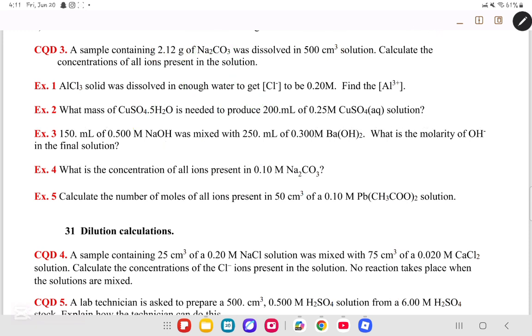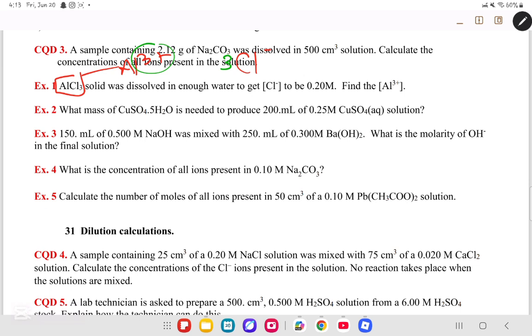What does it say in exercise 1? We have AlCl3. Let us separate it into its ions, which are what? Which are Al3 plus and Cl minus. As you can see, it's not balanced because we have 3 positive and only 1 negative. So to balance it, you will put a 3 over here. Okay, so now we have 1 Al3 plus, but 3 Cl minus, right?